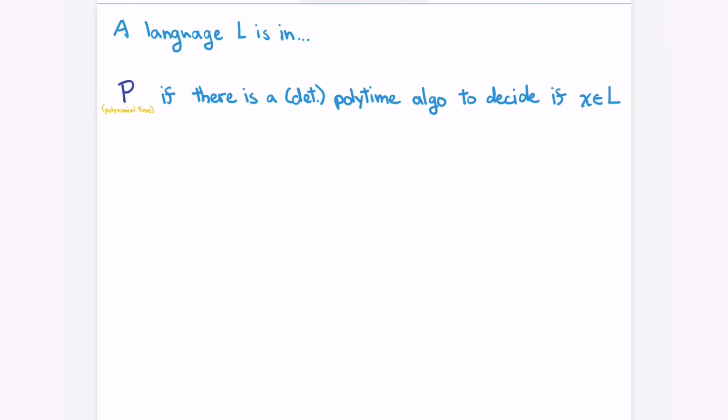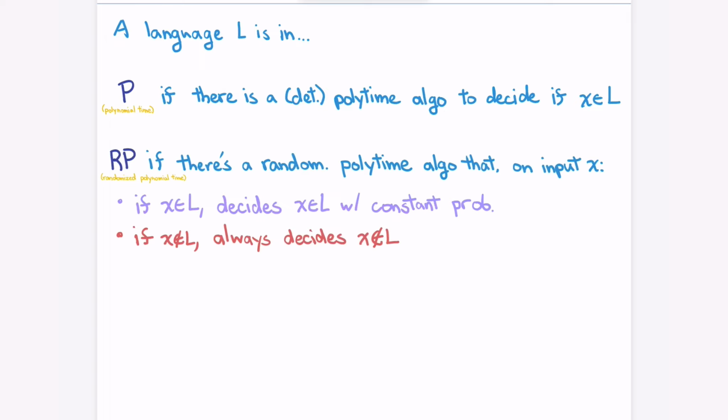Okay, so a language is in P if there's some deterministic algorithm to decide if some input is in the language. This is the terminology I like: the language is some subset of all strings. A language is in RP if you can come up with a randomized polynomial time algorithm such that if x is in the language, it'll say it's in the language with probability 1/2, and if x is not in the language, it'll always say it's not in the language.